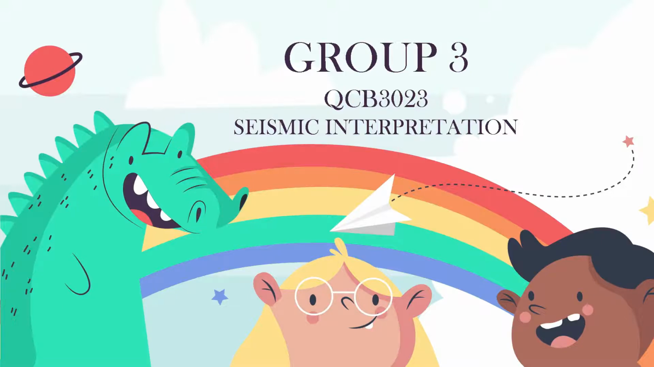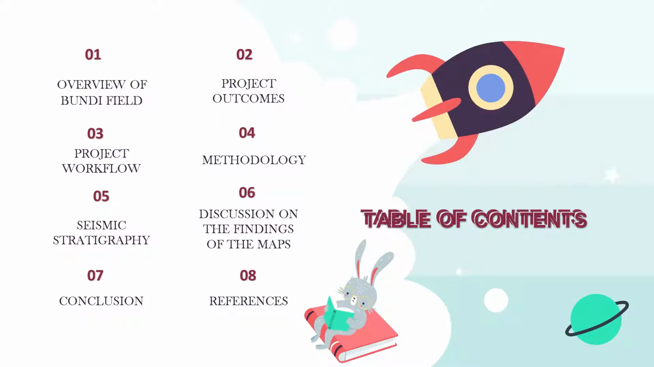We are from Group 3 and we are going to present about the Bundy and South Bundy well interpretation of petrel. So proceed to the table of contents.